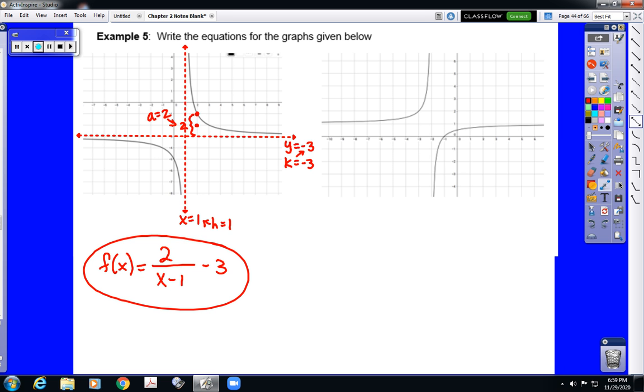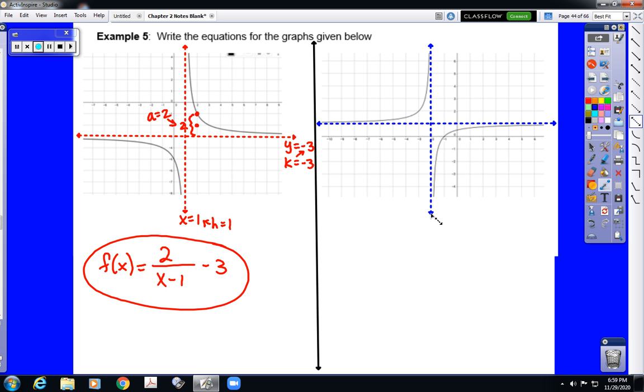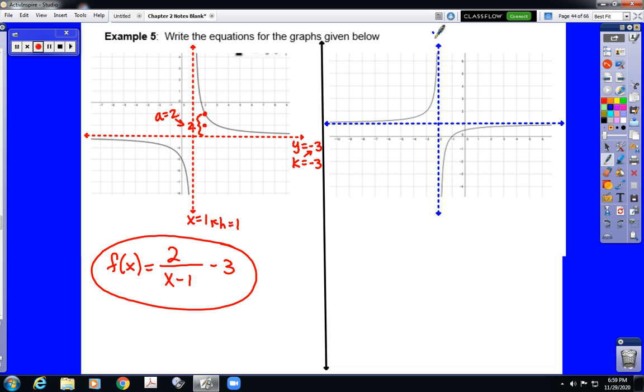Okay, same idea over here. We're just going to set up a divider here real quick to make sure we keep the work separate. So we go in here and we say to ourselves, where are our asymptotes? We've got a pretty clear horizontal asymptote at positive 1, and we have a vertical asymptote at negative 2. So we have x equals negative 2, which tells us h is negative 2. And we have y equals positive 1, which tells us k is 1.